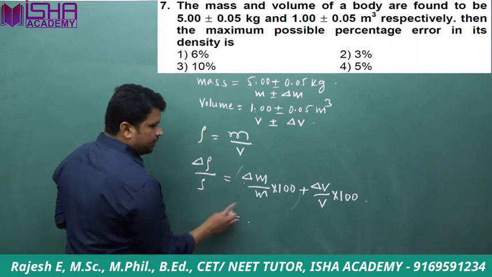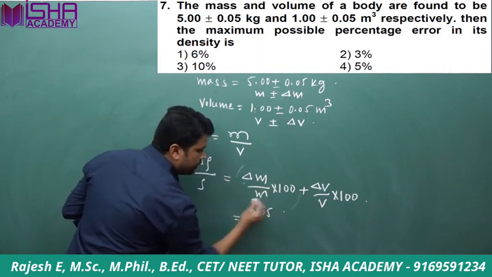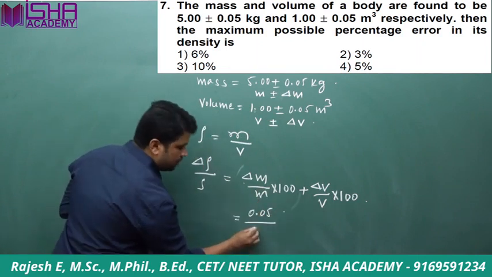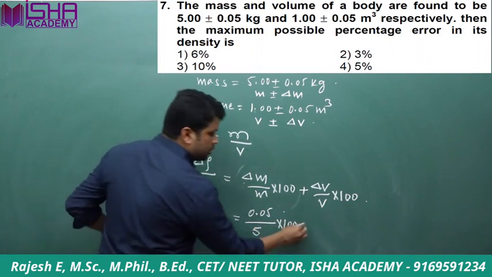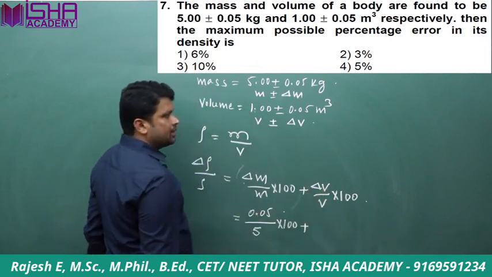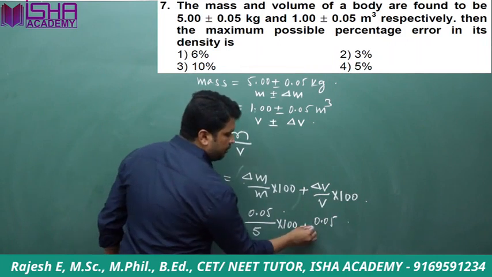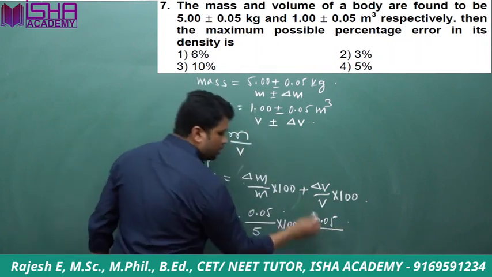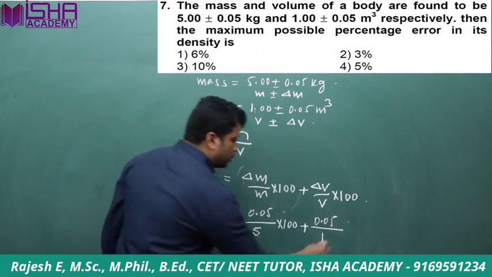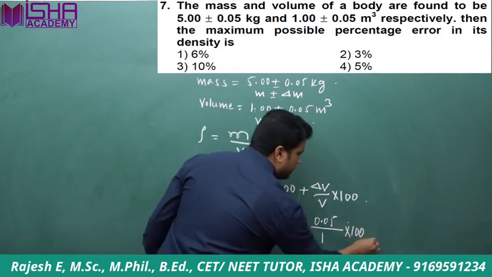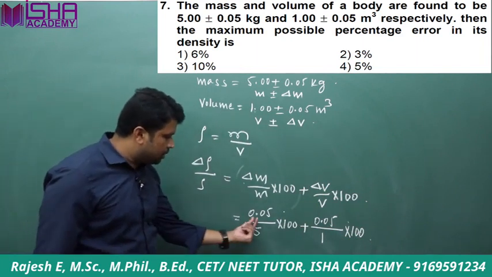This is equal to delta m, see here, 0.05 divided by m, which is 5, into 100, plus delta v, how much is delta v? 0.05 divided by 1, this is v, right, into 100. How are you going to solve this? See, it is very simple.